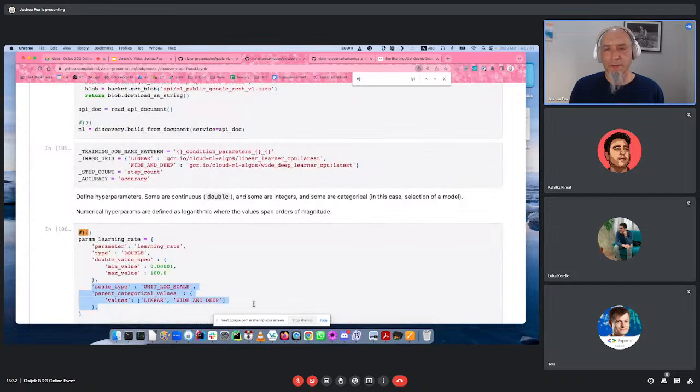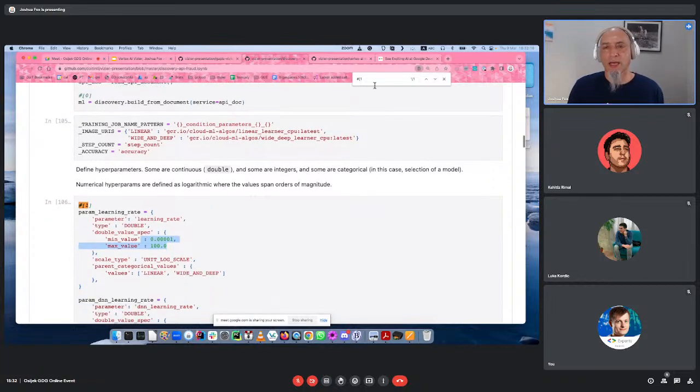This one shows you the concept of parent categorical values. It shows you the concept of a log scale where something varies, as you see here, from 10 to the minus fourth to 10 to the second power. And it uses a Google API as opposed to doing it in the container, but Vizier doesn't care.